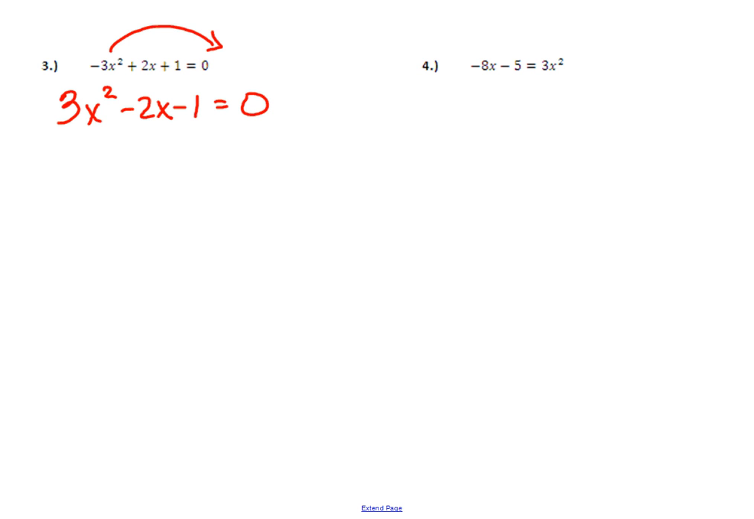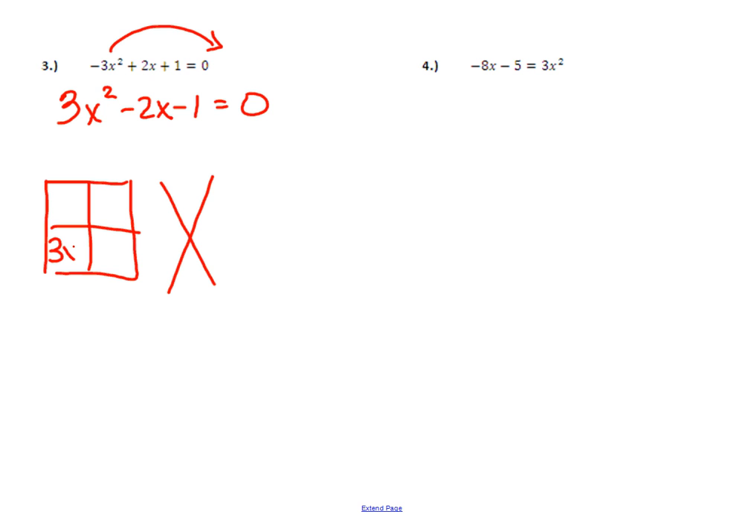Now you can do it the other way, going through this box and the x thing, with a negative 3 in there. It just gets a little messy, so I prefer to keep that coefficient of x squared positive. So let's put that 3x squared in here.